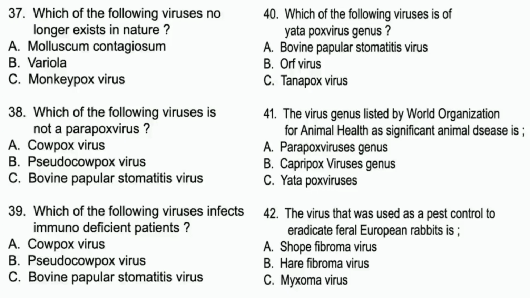In Australia, myxoma virus was used as a pest control in 1950 to eradicate feral European rabbits. Primarily, the transmission of leporipox virus occurs through mosquitoes, although other biting insects such as fleas can also transmit leporipox virus. The myxoma virus, Shope fibroma virus, squirrel fibroma virus, and hare fibroma virus are of the leporipox virus genus.